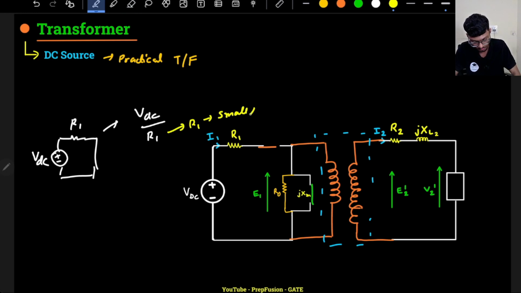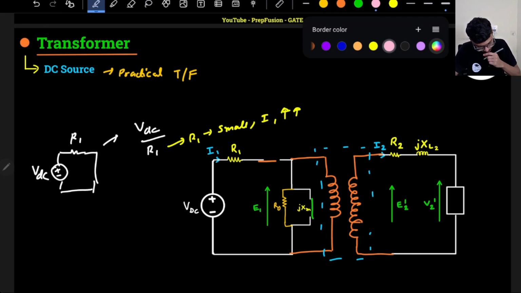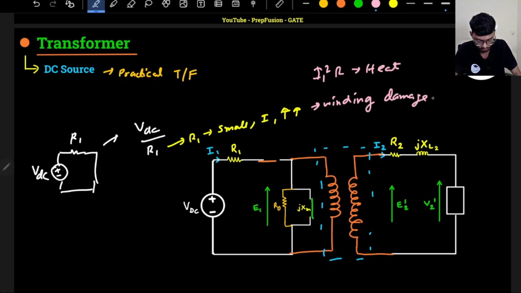If R1 is very small, basically my current I1 will be very large. It will be a very high amount of current. So what I can comment is that a very high amount of current will flow, and the winding can get damaged. Winding can get burned because there will be a huge amount of loss, I1 square R, and that will produce heat, and due to heat, the winding will get damaged. So that's why they say that the winding will get damaged.